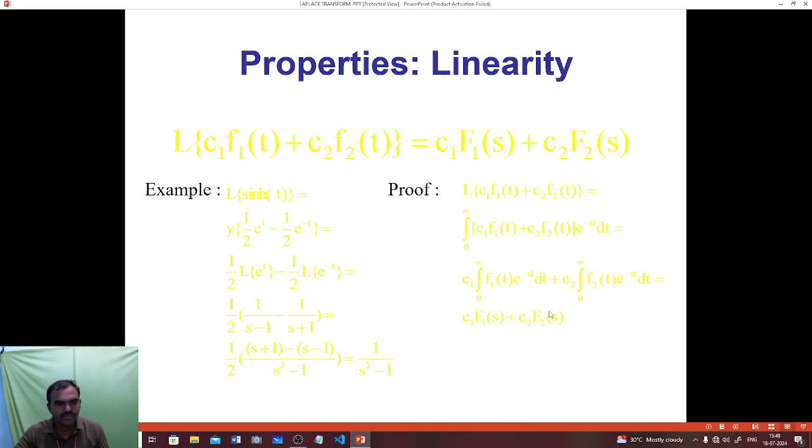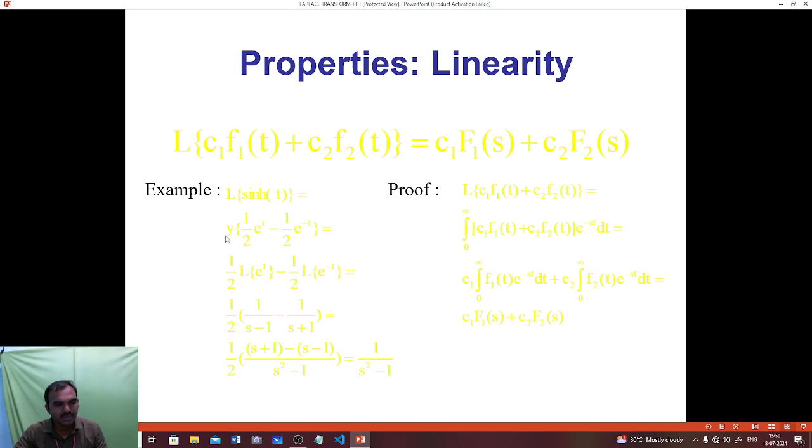So that is our proof. Now an example: L of sinh t, the hyperbolic function sinh t. The formula is e power t minus e power minus t by 2, which is nothing but 1 by 2 e power t minus 1 by 2 e power minus t.